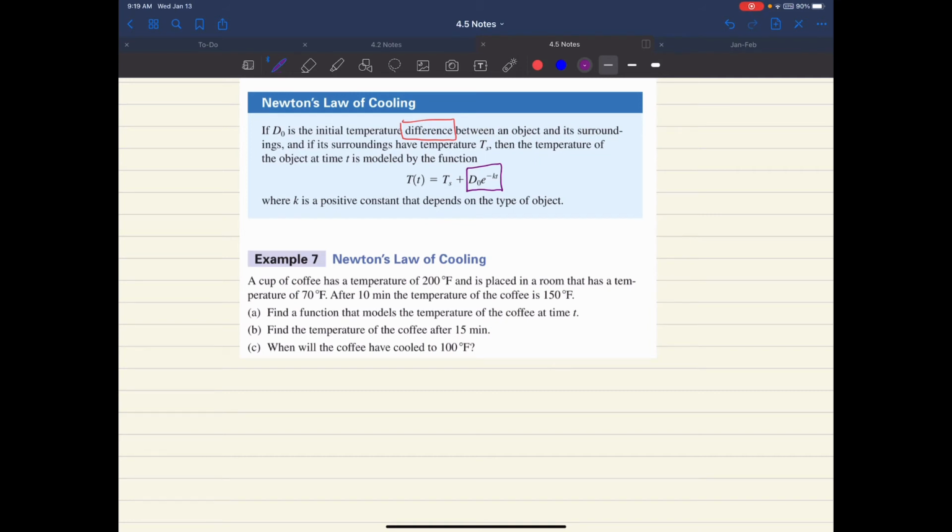Okay, so this one we focus less on, but I thought I'd throw it in here. So it says a cup of coffee has a temperature of 200 degrees Fahrenheit and is placed in a room that has a temperature of 70 degrees Fahrenheit. After 10 minutes, the temperature of the coffee is 150 degrees Fahrenheit. Find a function that models the temperature of the coffee at time t.